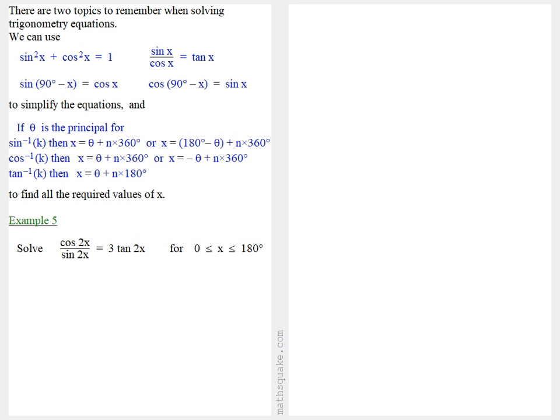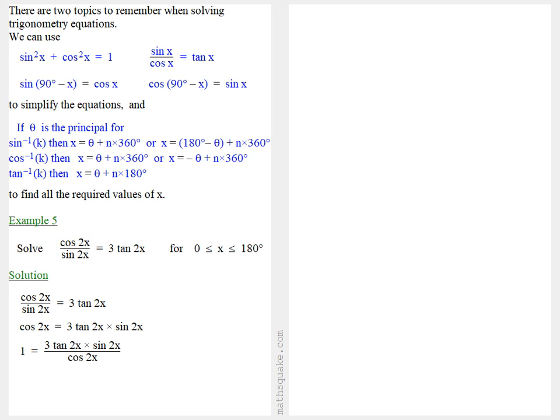And let's look at a final problem. Solve cos 2x over sin 2x is equal to 3 times tan 2x for x lying between 0 and 180 degrees. Well, to solve this, we've got cos 2x over sin 2x equals 3 times tan 2x. And if we multiply by sin 2x all the way through, we get cos 2x equals 3 times tan 2x times sin 2x. Now, if we divide all the way through by cos 2x, we get 1 equals 3 tan 2x times sin 2x all over cos 2x.